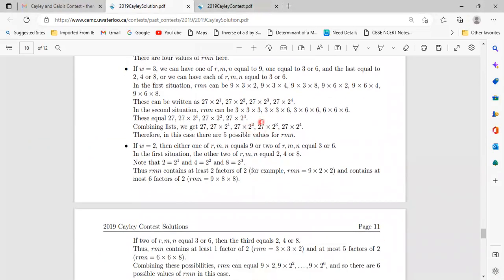Yes. And then in the second situation, it'll be 5. 5 or 4? 1, 2, 3, 4. Yeah, it's 4.